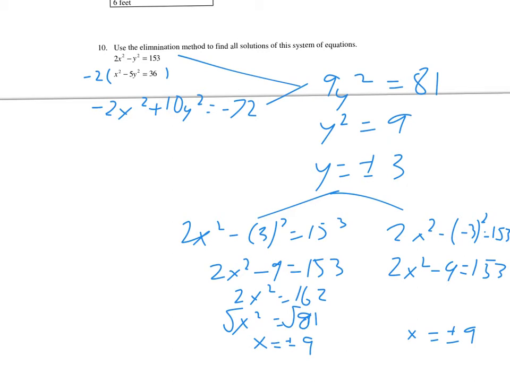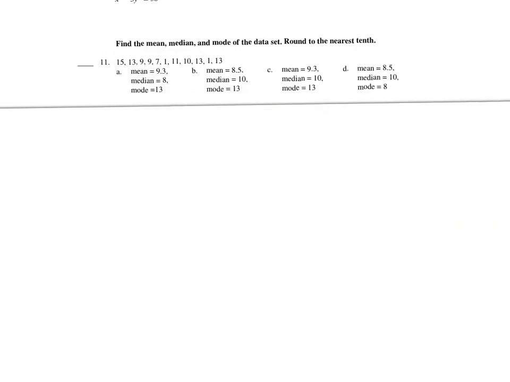So I got 2 y answers, and each of those gave me 2 x answers, so that gives me a total of 4 answers. I need really every combination of 9 and 3 and negative 9 and negative 3. So that's all 4 of our answers there. All right, next up here, asking you mean, median, and mode.